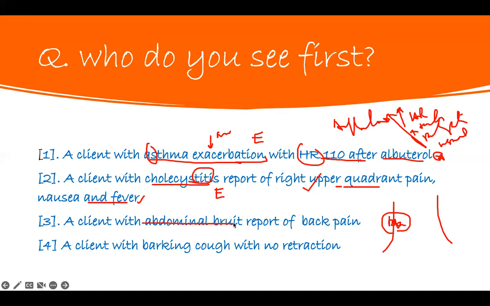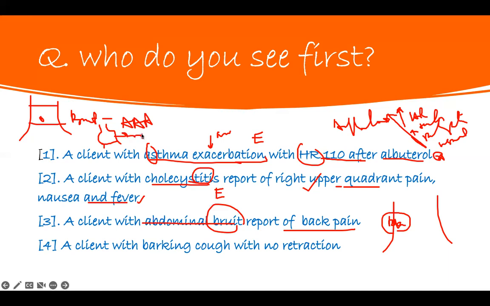A client with abdominal bruit, report of back pain. So this you have to know. So your belly button here, if you examine any patient in the abdomen and you hear a bruit, think about triple A. So AAA. This is dangerous. That means they have abdominal aortic aneurysm, and this can rupture. That's the problem. Back pain in this patient means rupture. And if rupture is a vessel, big vessel, all blood is coming out.